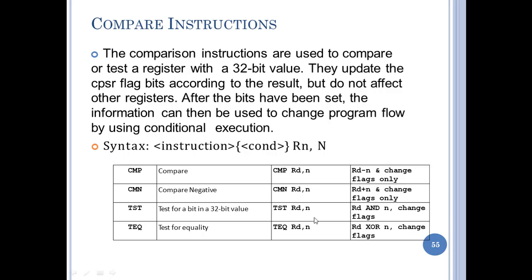Next one is TST, test for a bit in a 32-bit value. TST is equivalent to the AND operation, Rn AND N, because we are going to test a bit. We will compare TST with ANDS: in TST Rn is not updated, and in ANDS your Rn will be updated. Then TEQ, test equality, is equivalent to XOR. Again Rn XOR N, the flags will be updated, but the source content won't be changed. This we will compare with your XOR.